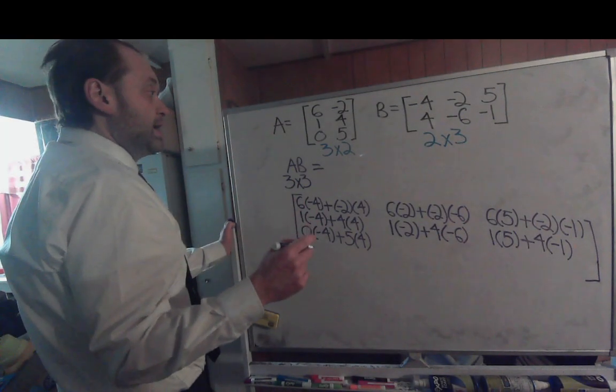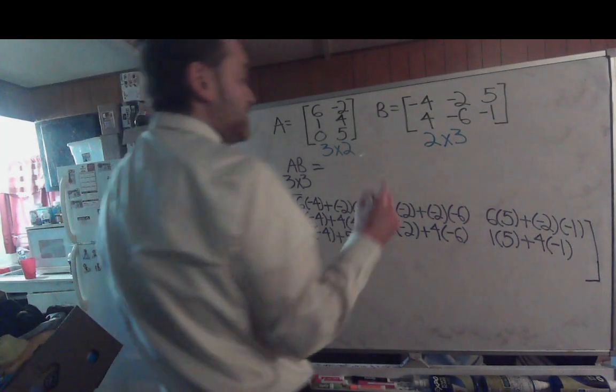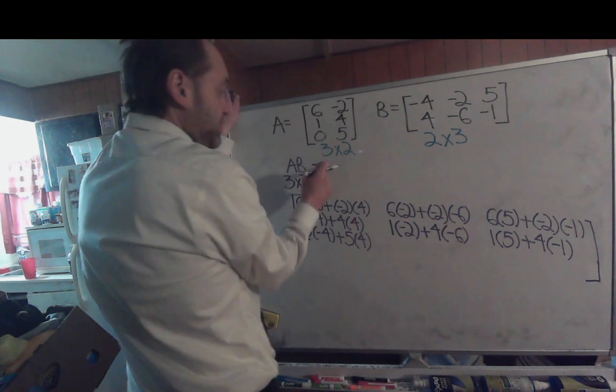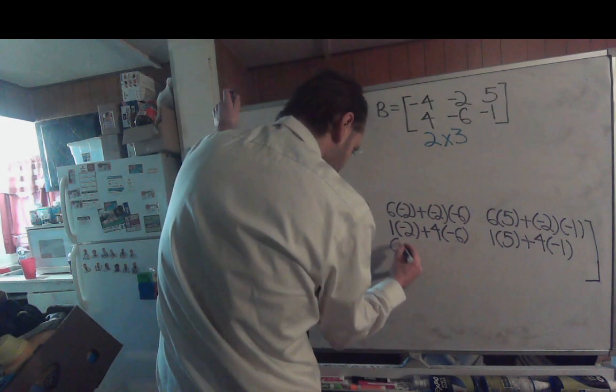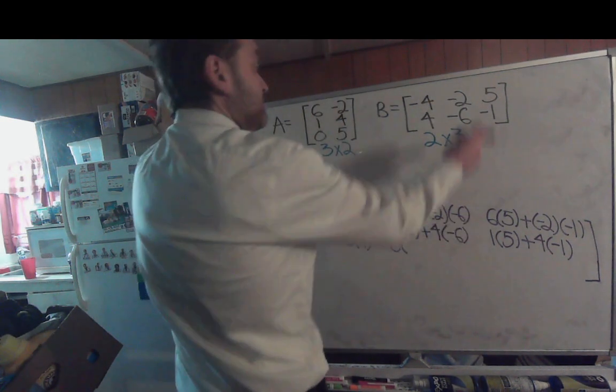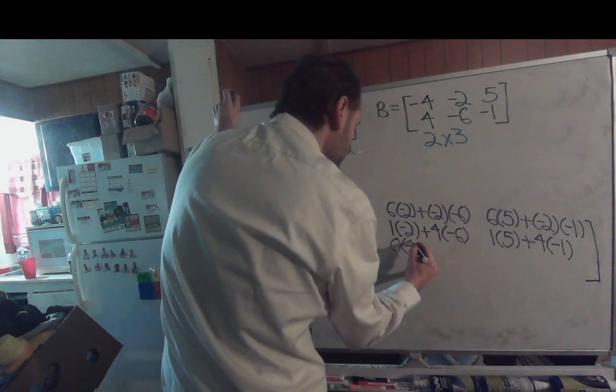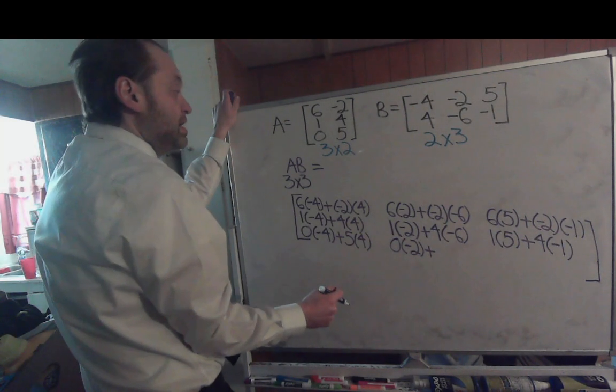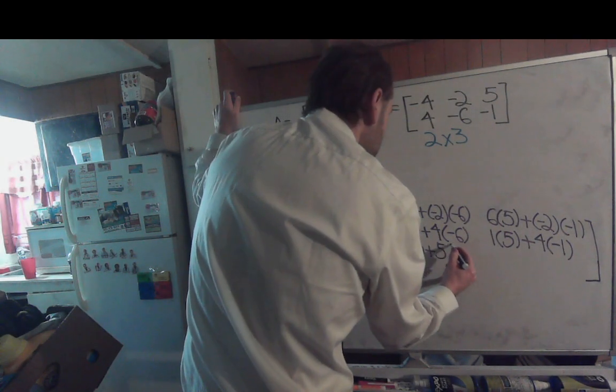Now go ahead and take the first number of the third row, which would be 0, times the first number of the second column, which would be -2, plus you'll end up taking the second number of the third row, which would be 5, times the second number of the second column, which would be -6.